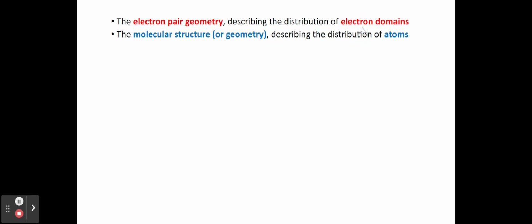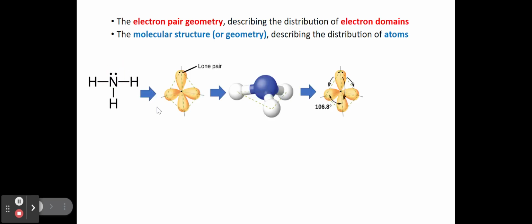Again, when we talk about electron pair geometry, it determines the electron domains, and the molecular geometry tells us about the distribution of atoms. Sometimes these two terms are the same, and sometimes they're not. So let's look at this as an example. We've got NH3, which is called ammonia. We've got 3 bonding pairs of electrons and 1 lone pair of electrons.